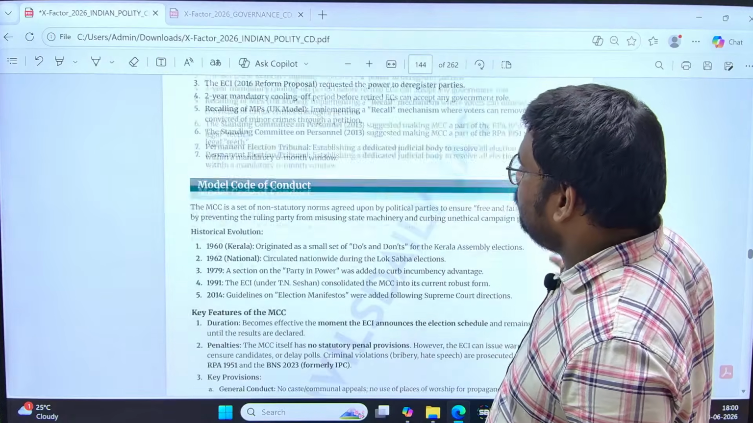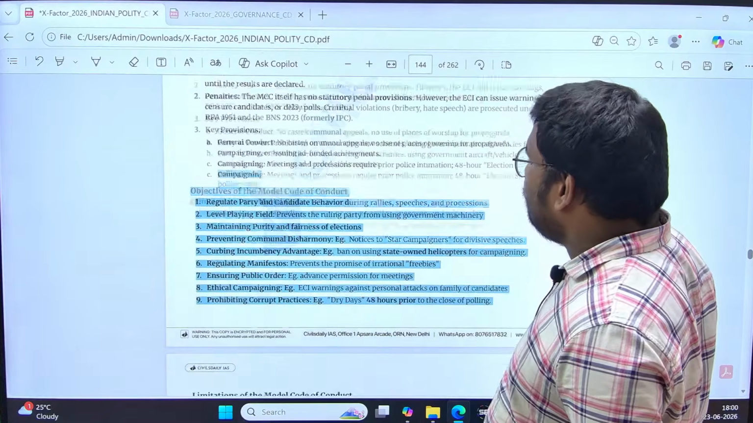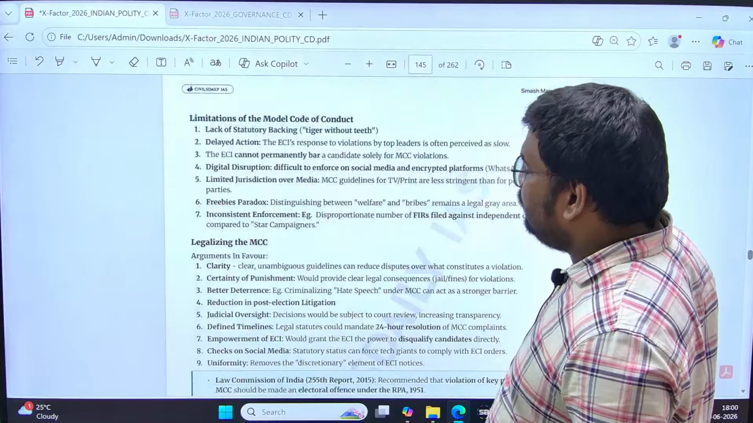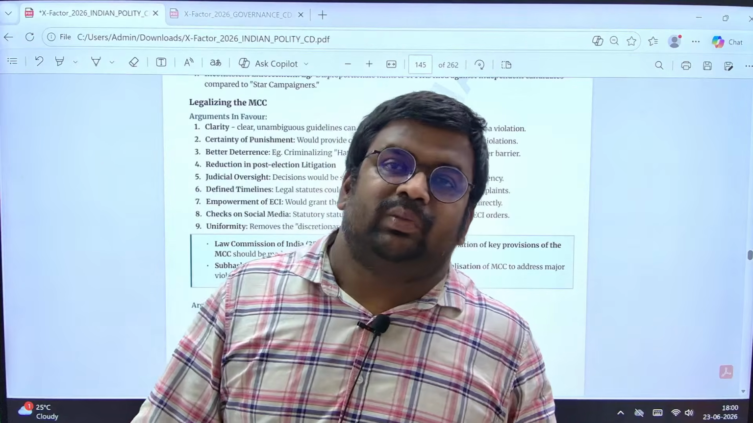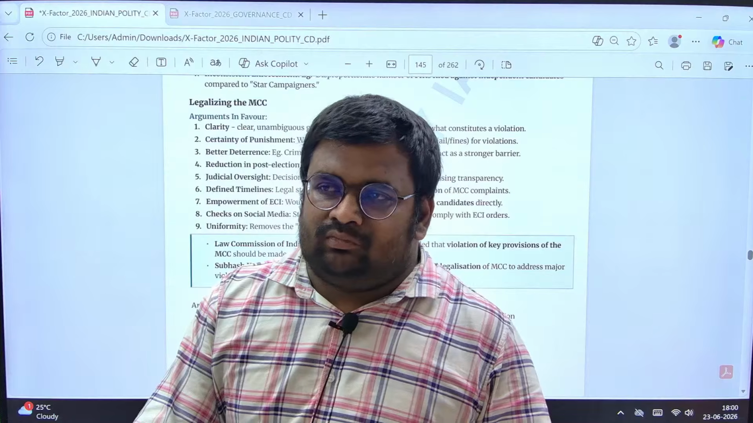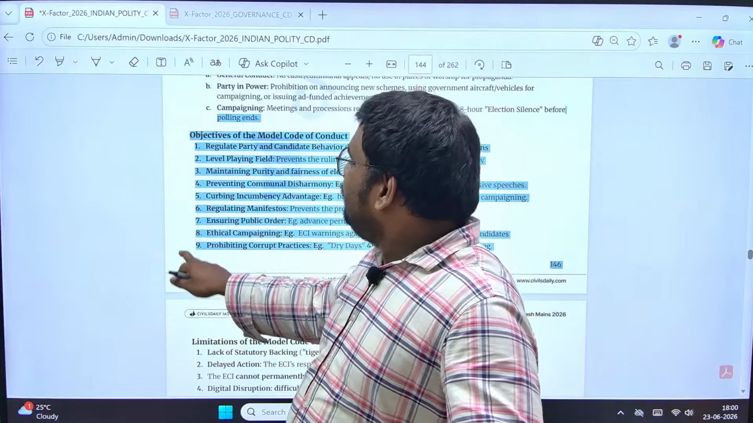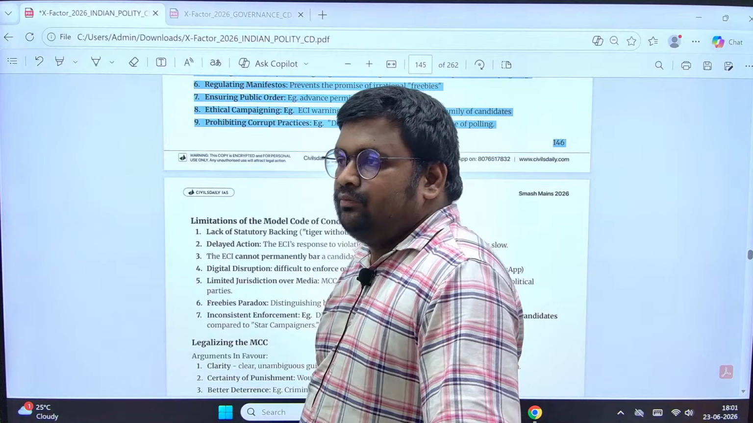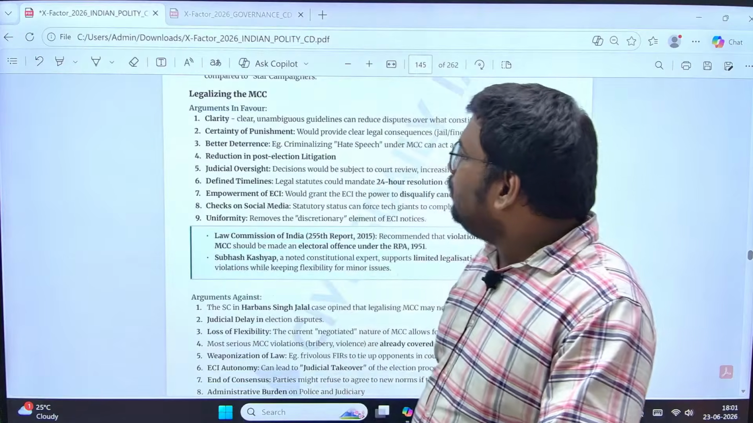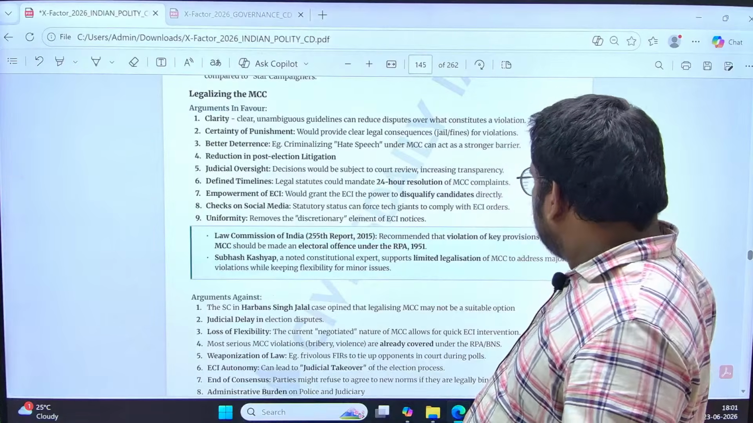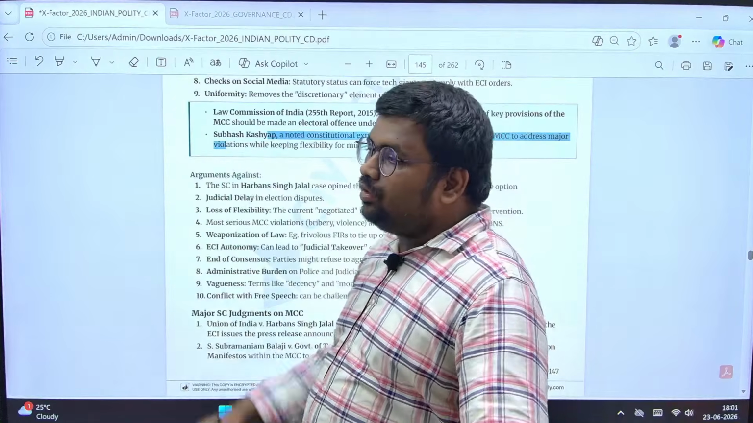Model code of conduct: the questions you can get are with respect to its objectives, its limitations, or whether the model code of conduct should be legalized in India, okay. The other notes will have the provisions of the model code of conduct, its significance, its criticism. But the question UPSC will ask is whether it should be legalized or not. So again arguments in favour, arguments against, and in that too we have given you the specific Law Commission recommendation and the scholar view.